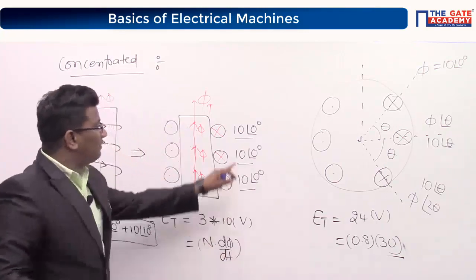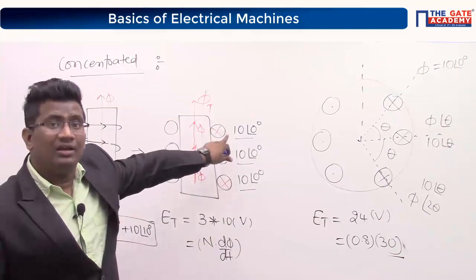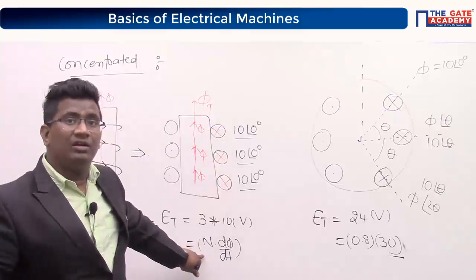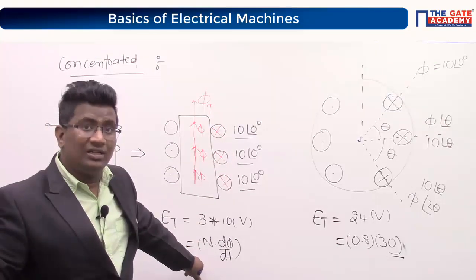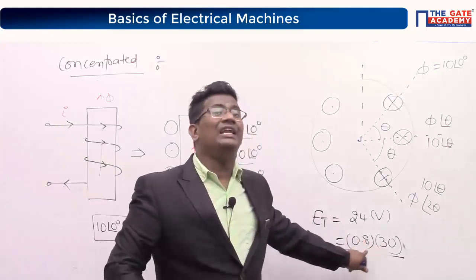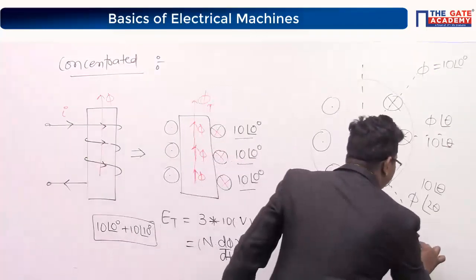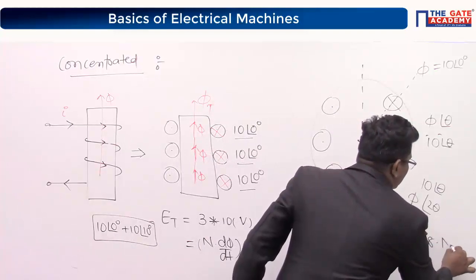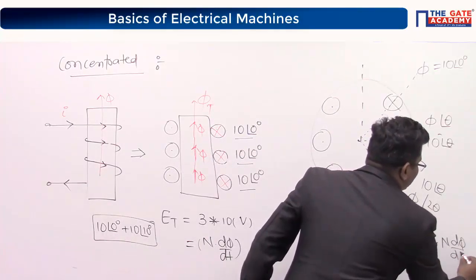This induced EMF is nothing but what? N into d phi by dt. Yes or not? N into d phi by dt. It is nothing but 0.8 into N into d phi by dt. Is it correct? 0.8 into N into d phi by dt.